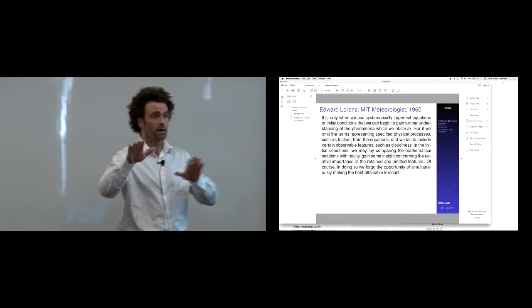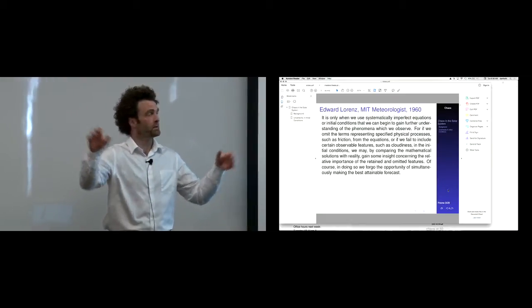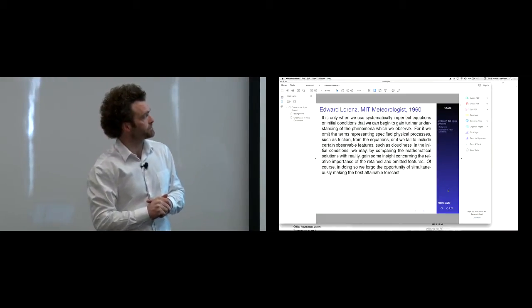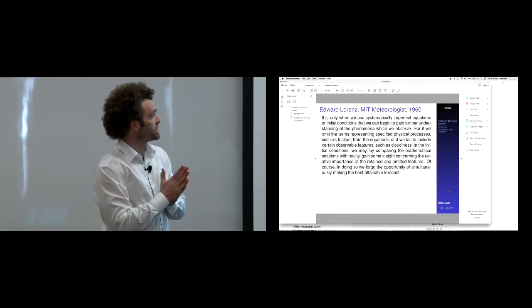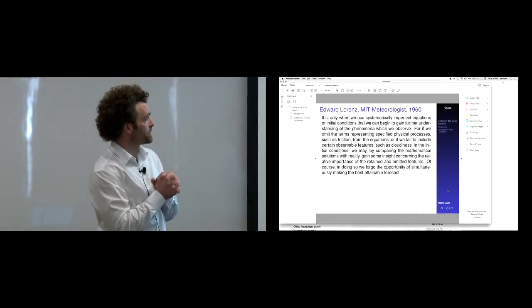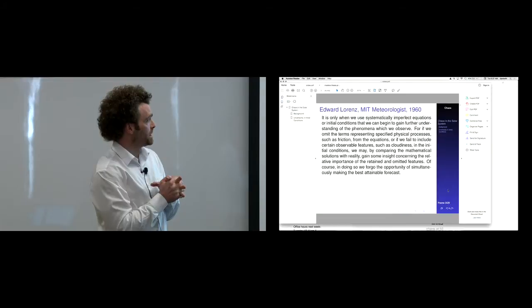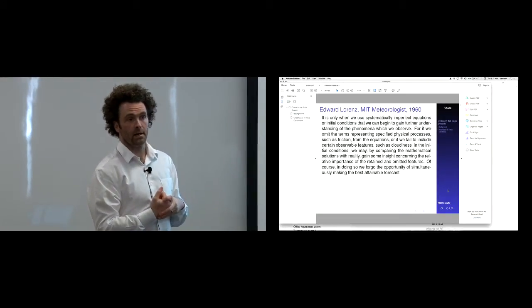which will be wrong. Right now, the forecasts are going to move away from reality, because we've changed the model. We may, by comparing the solutions, gain some insight concerning the relative importance of the retained and omitted features. Of course, in doing so, we forego the opportunity of simultaneously making the best attainable forecast.